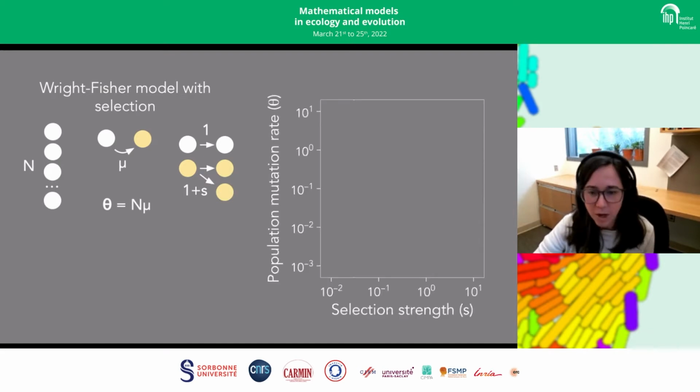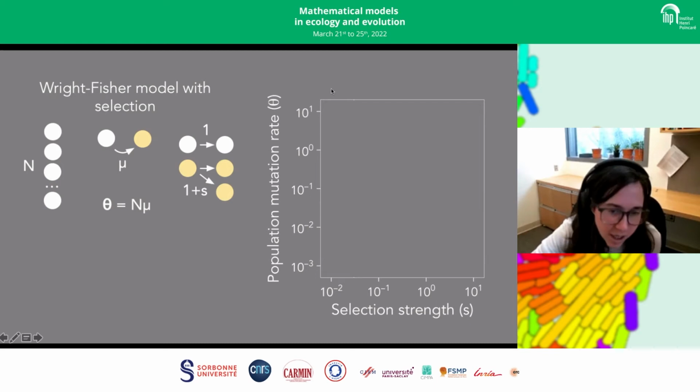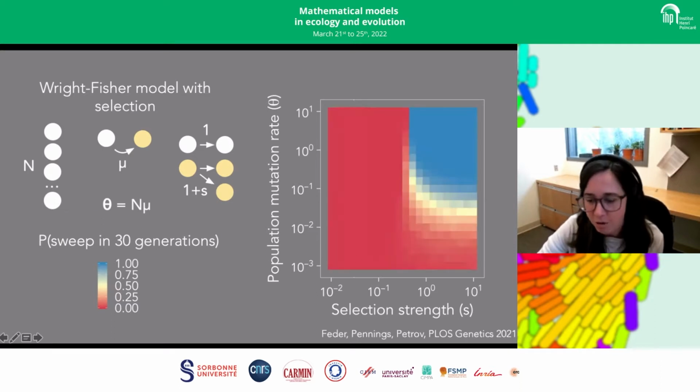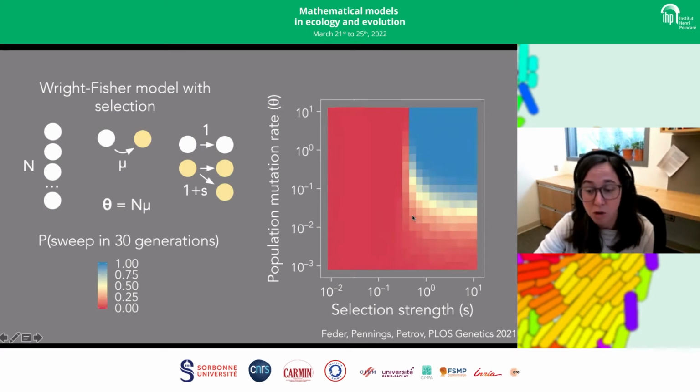What we can do is look across a wide variety of parameter regimes, across a variety of selection strengths and population mutation rates, do forward simulations, and ask: under what population genetic conditions, in terms of theta and s, do we see sweeps happening reliably in 30 generations, which is to say, 80% of the time or above? If we run these forward simulations, what we see is that it's a relatively constrained part of the parameter space where you're able to get such rapid dynamics happening so predictably.